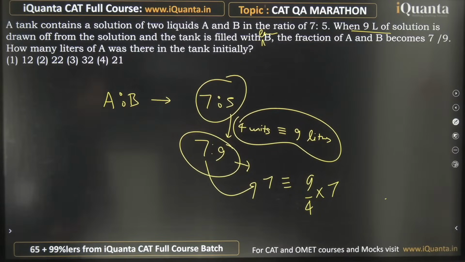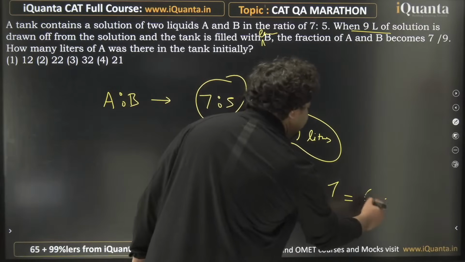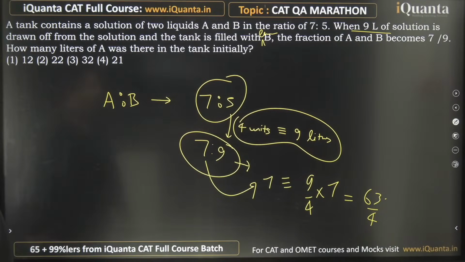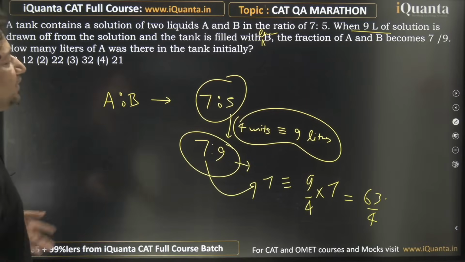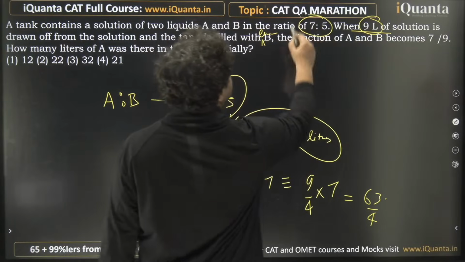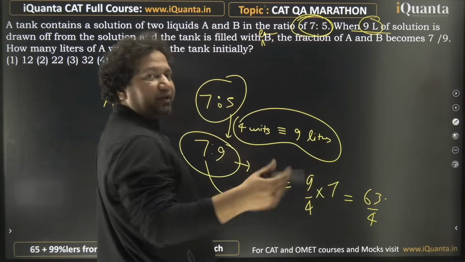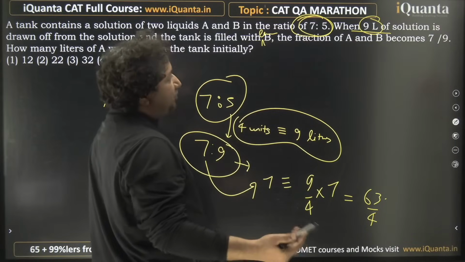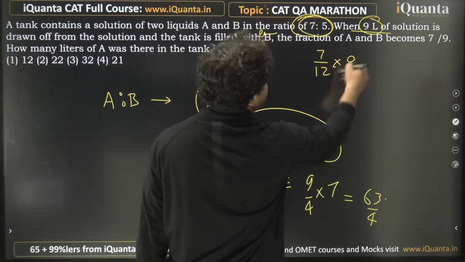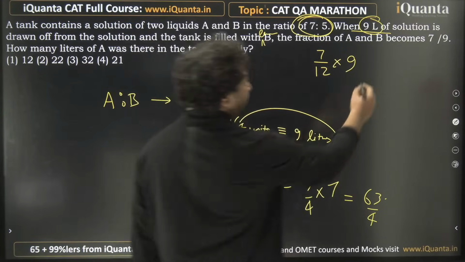Okay. So we have 63 by 4 here. Clear? अच्छा, ये कब है? वो निकलने के बाद, 9 liters निकलने के बाद. When 9 liters was removed from this, then how much of A was also removed? How much of A was removed? The 7 by 12 of 9, this was removed earlier.